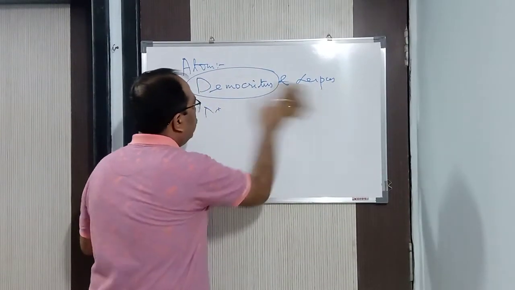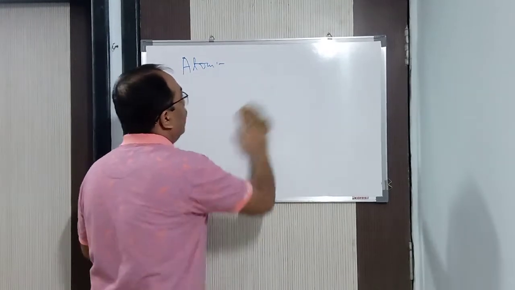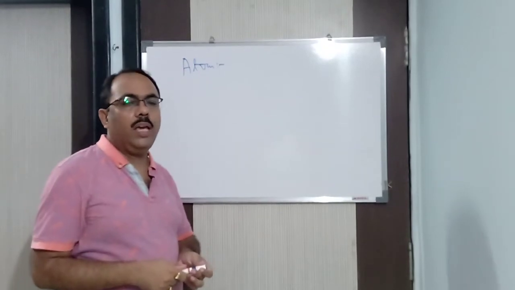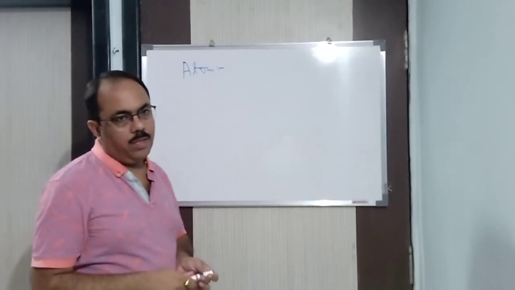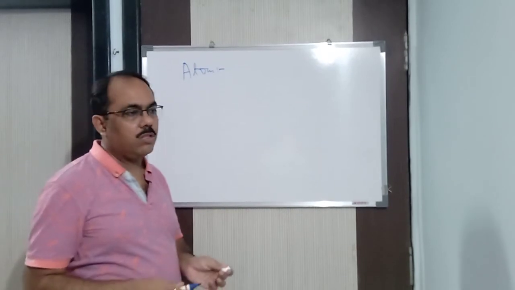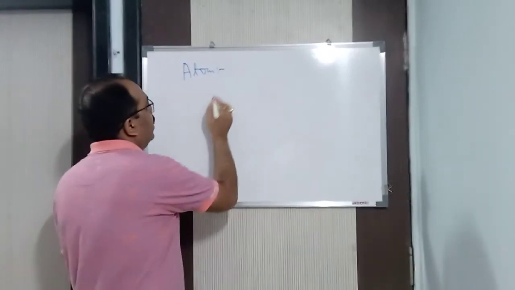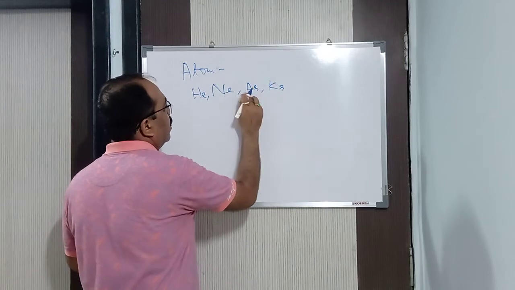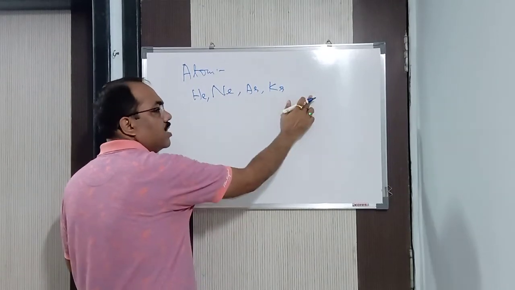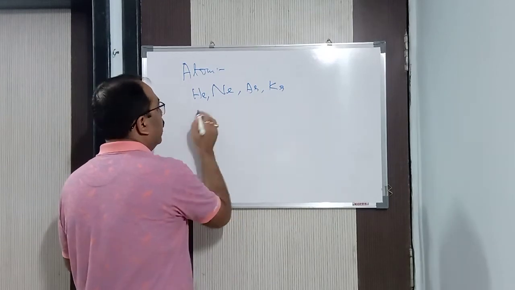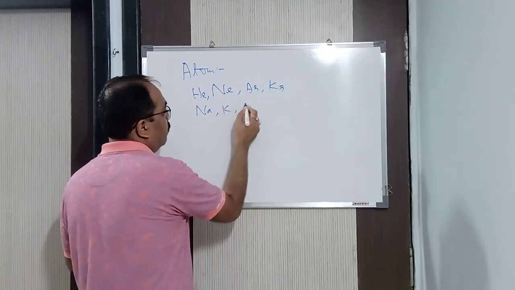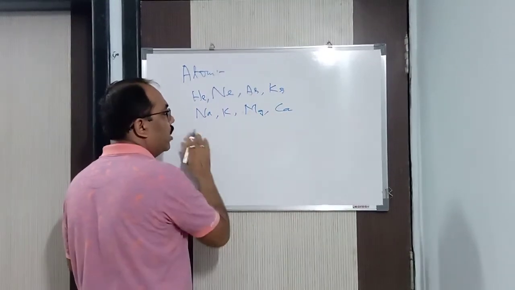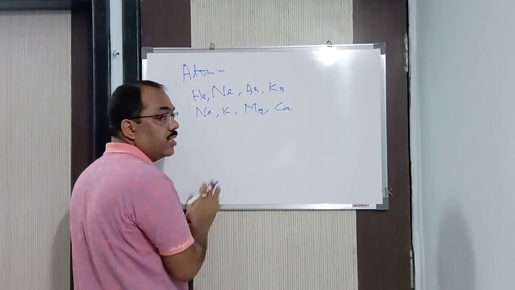Next, I told you that an atom is the smallest part of an element which may or may not have an independent existence. That means it may or may not exist independently. Now, where does it exist and where does it not? See, in case of inert gases like helium, neon, argon, krypton, xenon, radon, it exists independently. It is in an atomic state. In case of group 1 elements like sodium, potassium, and group 2 elements like magnesium and calcium, we can see that they exist independently. These are the metals which exist independently.